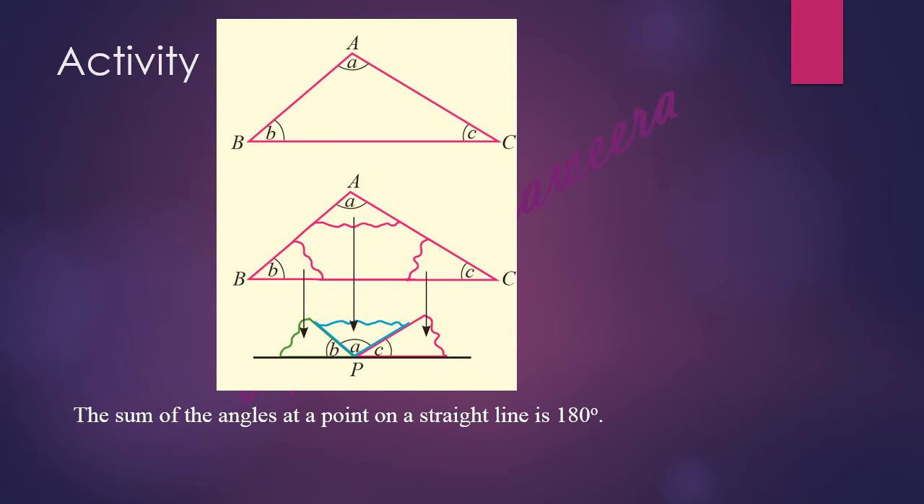The sum of the angles at a point on a straight line is 180 degrees. So, the sum of the interior angles of a triangle is 180 degrees.